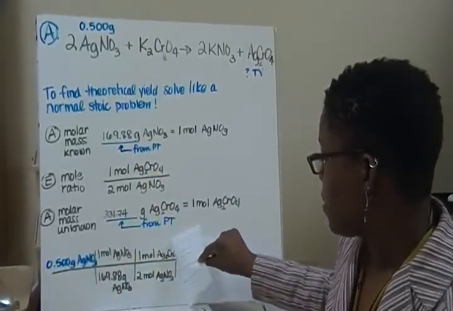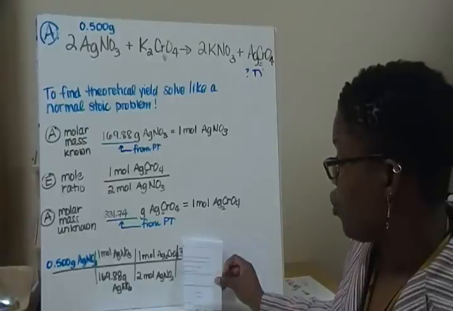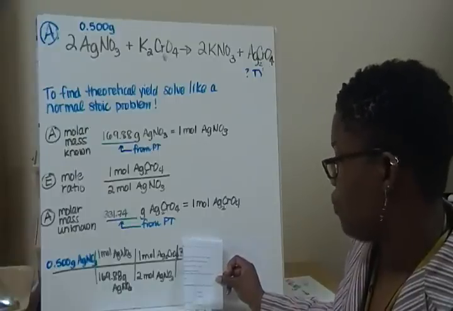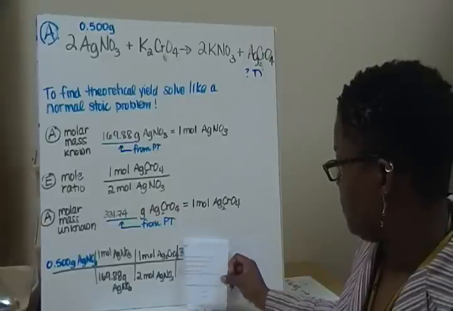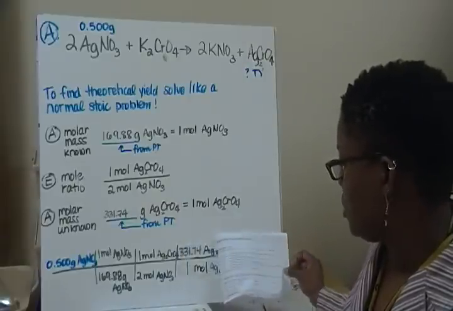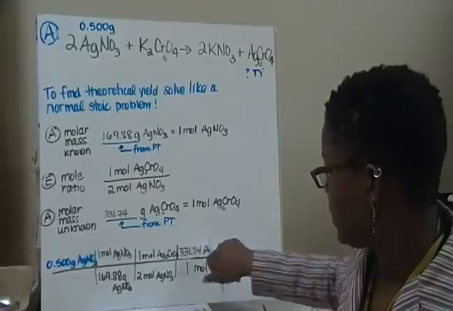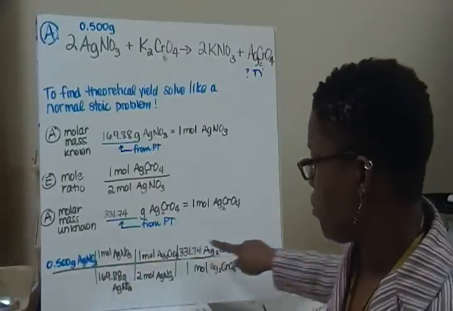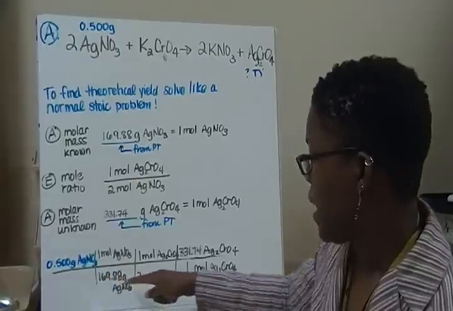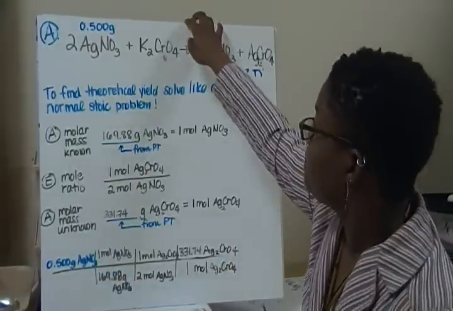In our next block, we actually have the silver chromate, the molar mass, the mole ratio, 1 on the top and the 2 moles of silver nitrate at the bottom. And then in our next section, we would have the molar mass of the silver chromate, which is 331.74. And if we do all that, multiply all the way across the top, multiply across the bottom, and then divide the top by the bottom, then we'll get the answer.